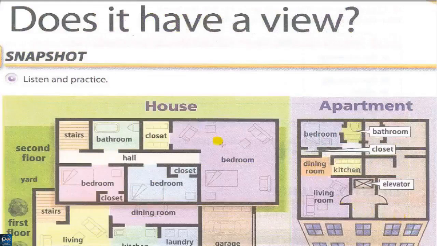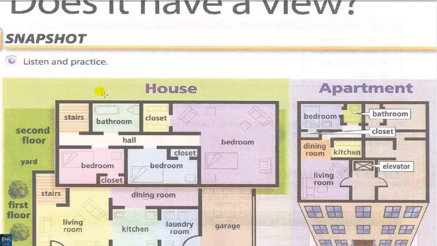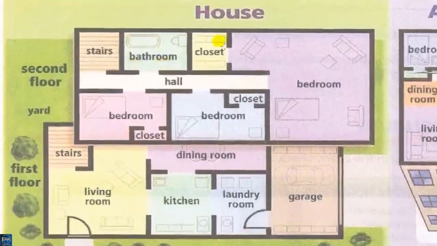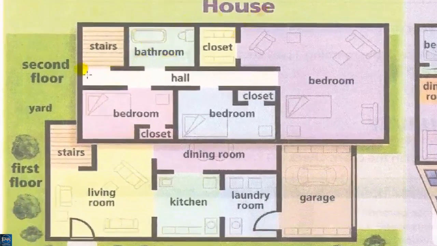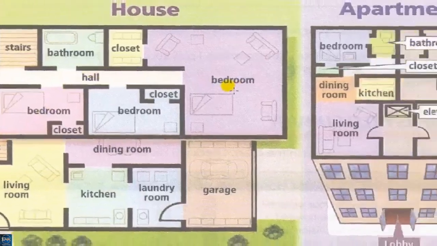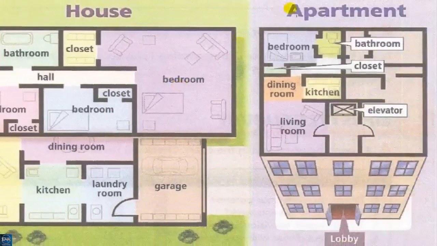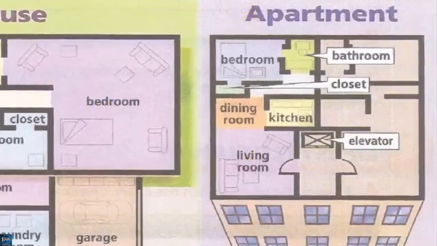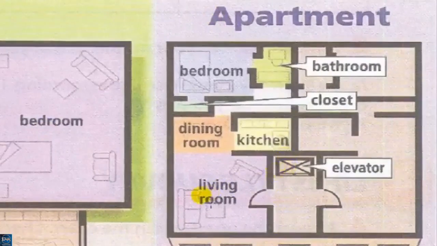Unit 7. Does it have a view? Page 44, Exercise 1, Snapshot. Listen and practice. House. The house has 2 floors, a garage, and a yard. The first floor has a living room, a dining room, a kitchen, a laundry room, and stairs to the second floor. The second floor has a hall, 3 bedrooms, and a bathroom. The bedrooms have closets. Apartment. The apartment building has a lobby and an elevator. The apartment has a living room, a kitchen, a dining room, a bedroom, a bathroom, and a closet.